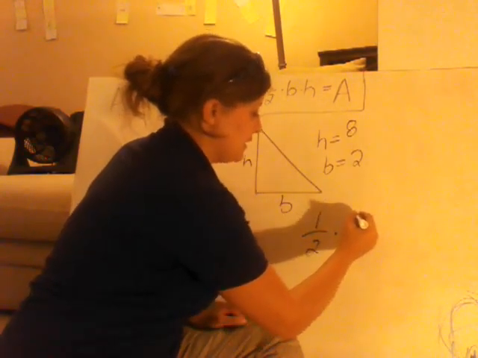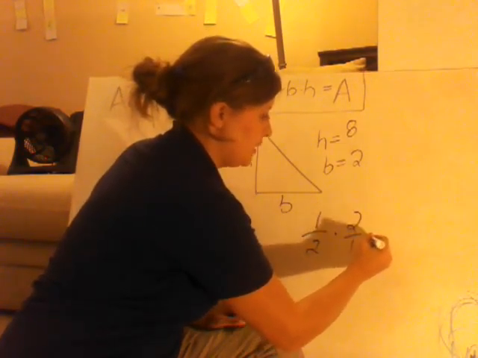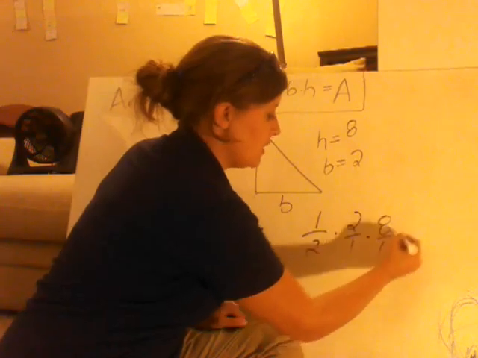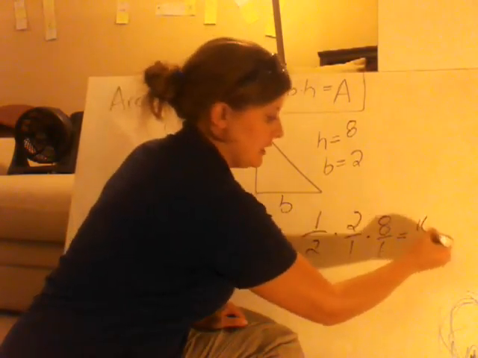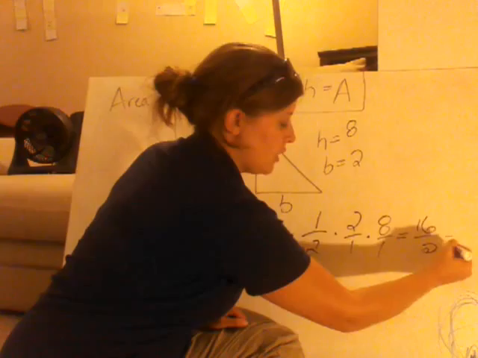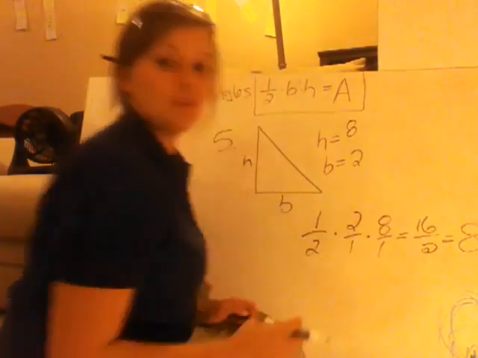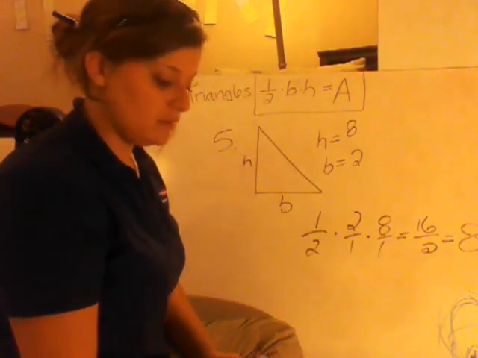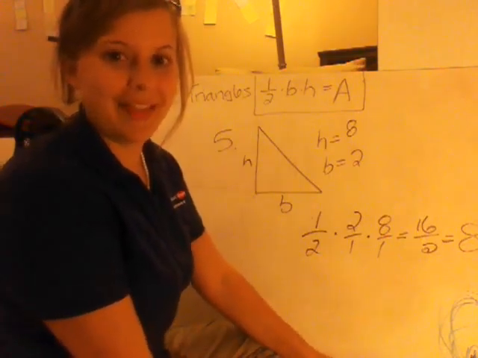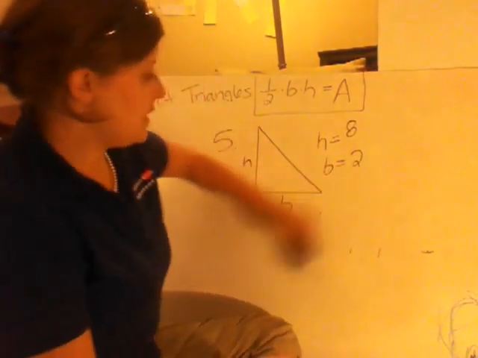1/2 times 2 over 1 times 8 over 1. 2 times 8 is 16. 2 all the way across. My answer is 8. Number 7 is equal to 8. And there we go.